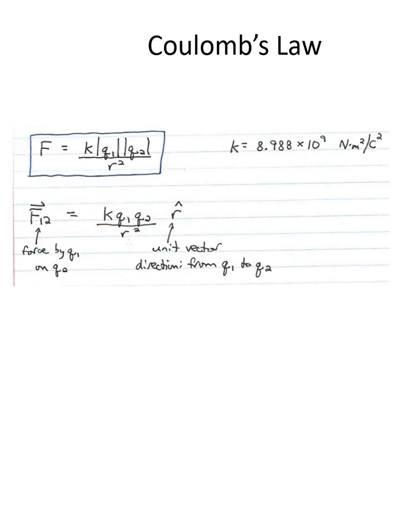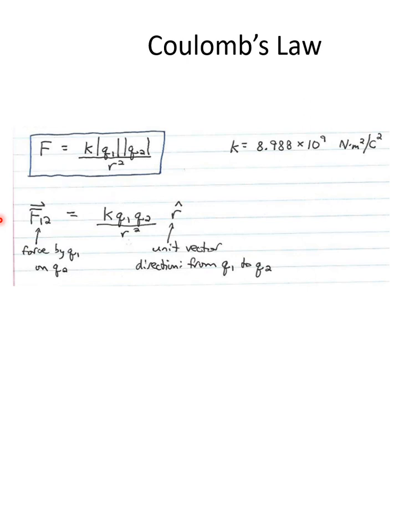The Coulomb equation as a vector is given by this equation down below. Force of 1 on 2. We can think of that as the force by charge 1 on charge 2, and it equals K times Q1 times Q2 over R squared. And notice there are no absolute values, so if Q1 or Q2 are positive or negative, we include that positive or negative in there. But then times the unit vector R hat.